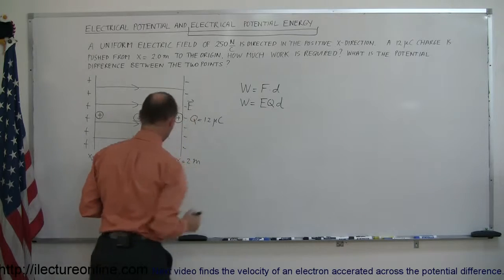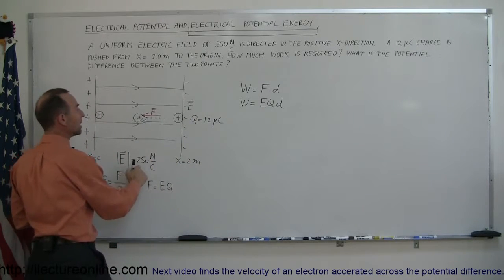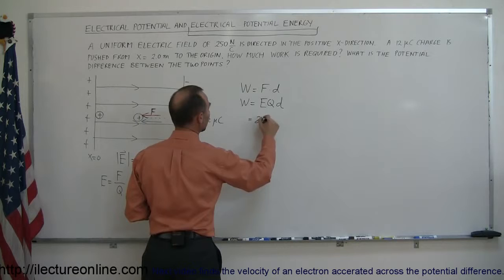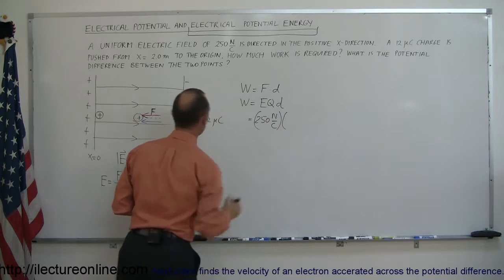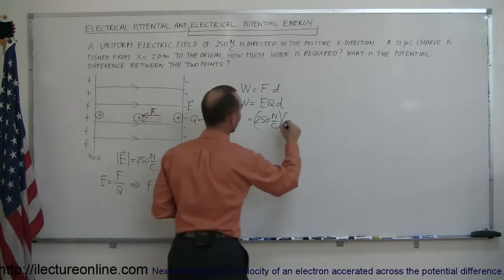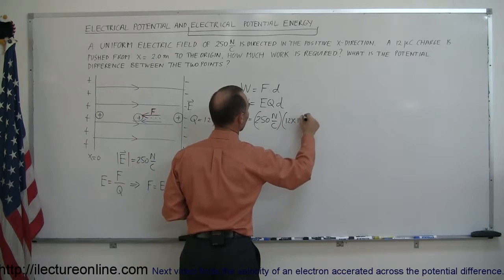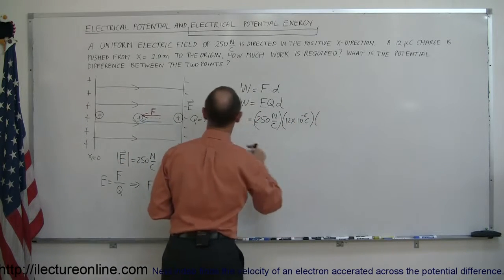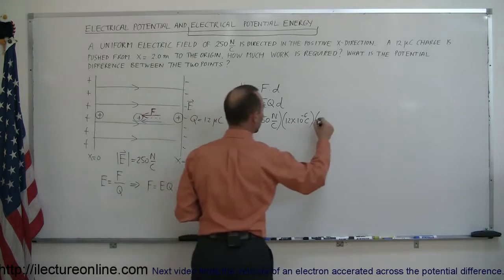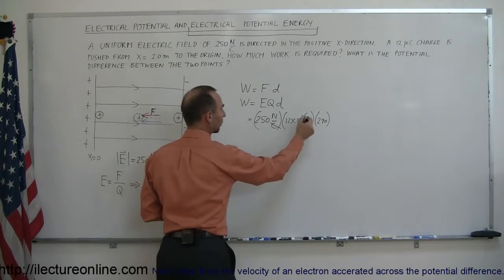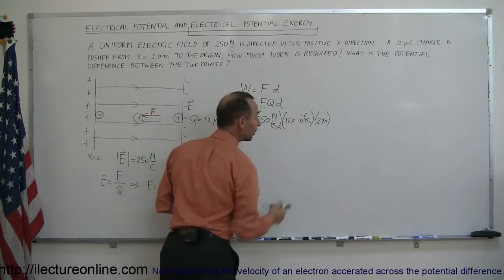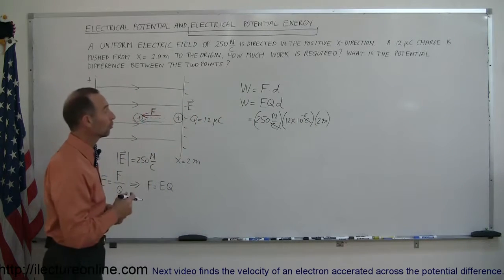Now, how much force does it require? This is EQD. So plugging in for E, this is equal to 250 newtons per coulomb times the charge. The charge is 12 microcoulombs, 12 times 10 to the minus 6 coulombs. And then the distance is a distance of 2 meters. And you can see here that the coulombs will cancel out, and we end up with Newton meters. And of course, the units of Newton meters is joules.